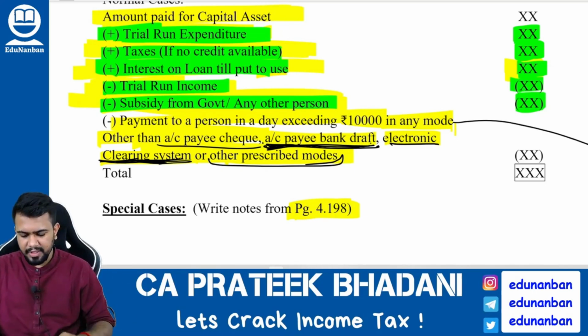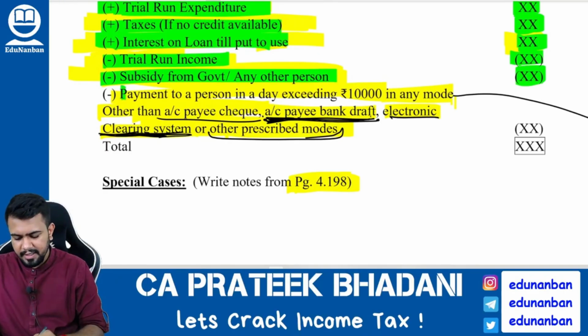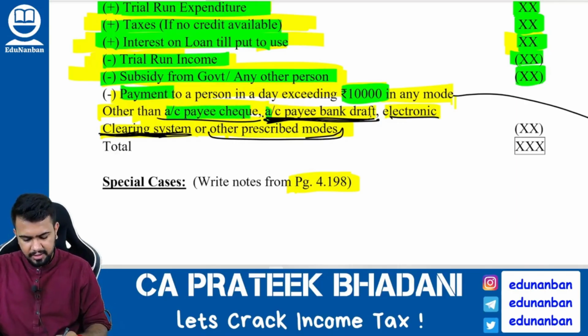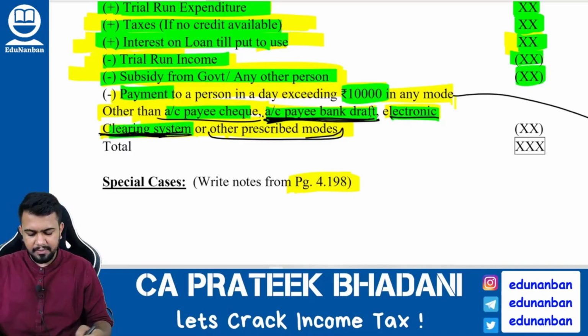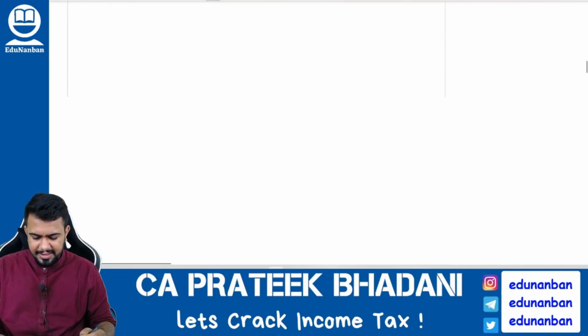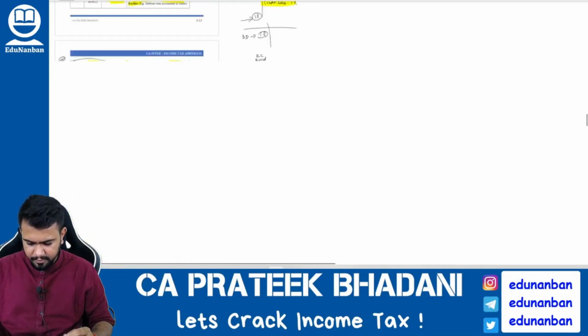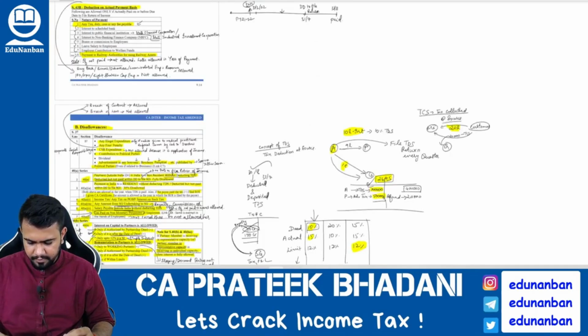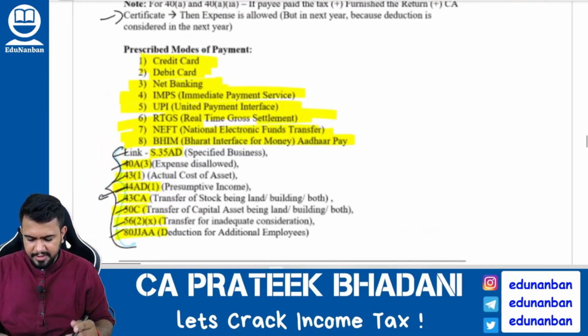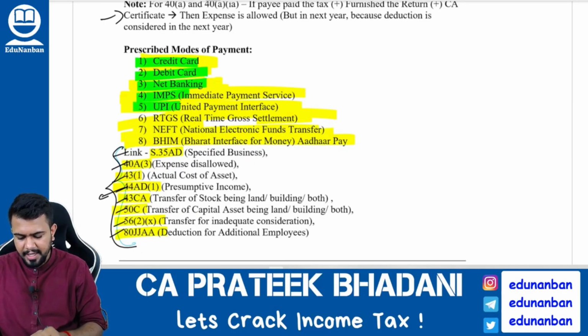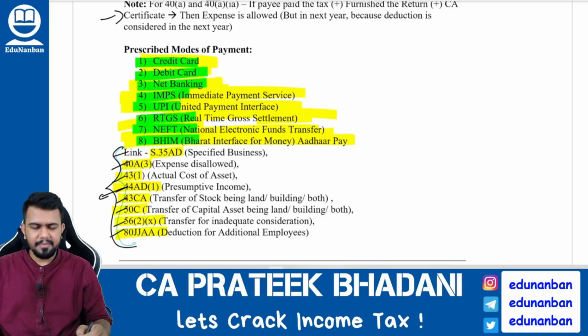Okay. Next, if any payment is made to a person in a day exceeding 10,000 rupees in any mode other than account payee cheque, account payee bank draft, electronic clearing system, or any other prescribed modes. What is this, any other prescribed modes? Any other prescribed modes means credit card, debit card, net banking, IMPS, UPI, RTGS, NEFT, and Bhim Aadhaar Pay.